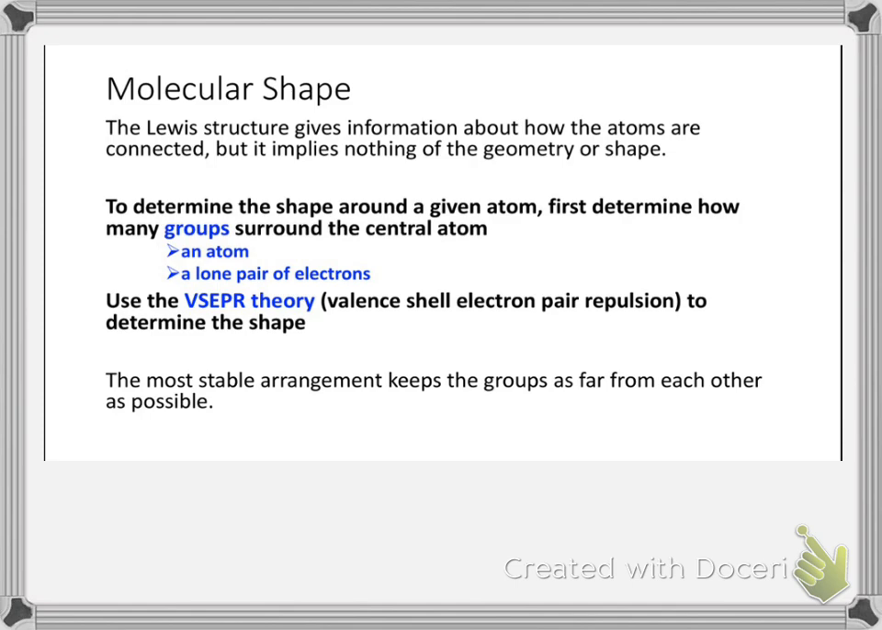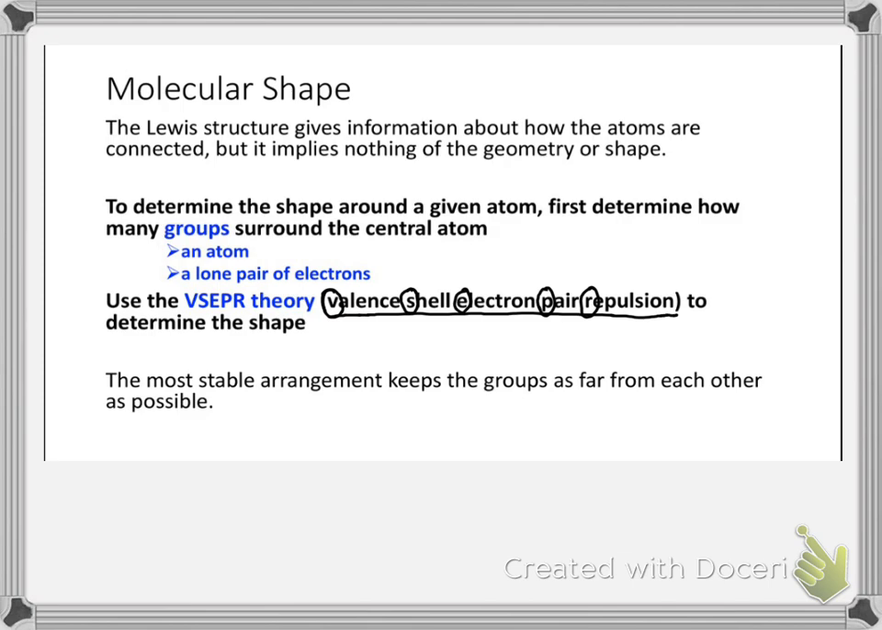And VSEPR theory, you can see right here, stands for valence shell electron pair repulsion. You don't have to memorize what VSEPR stands for, but you do have to know how to use it to determine the shape. So the whole idea around the VSEPR theory is that the valence electrons involved in the bonding are all negative charge, and so they would repel each other.